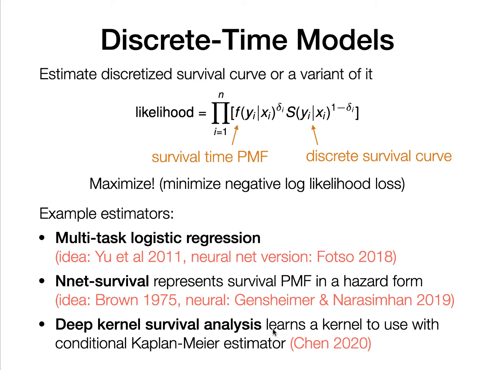I had mentioned that you can have like a weighted KNN or a kernel variant of it. A kernel variant means you can use a kernel function such as a radial basis function or a box kernel, triangle kernel, and whatnot. Deep kernel survival analysis is basically just automatically learning a kernel function to use with the conditional Kaplan-Meier estimator, all done in a neural net framework using a discrete hazard function.